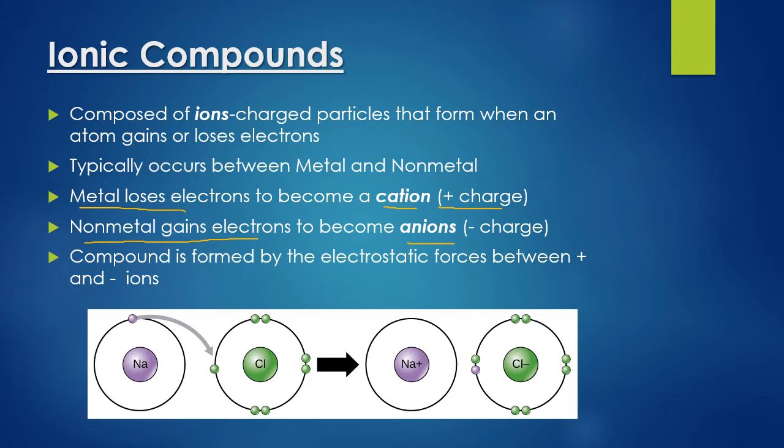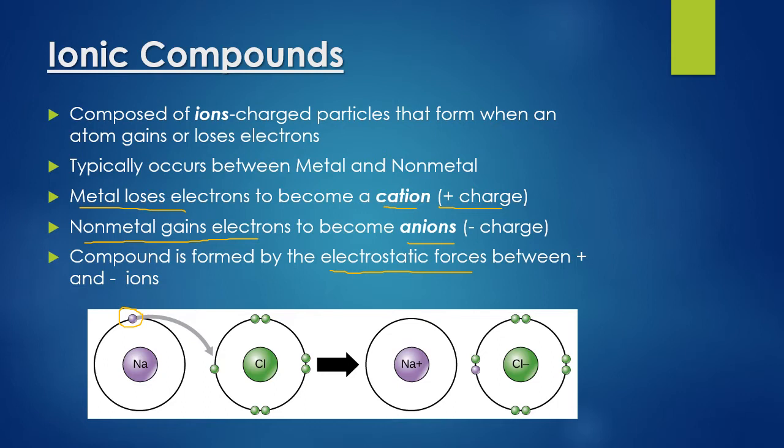Now the bond is actually created due to the electrostatic forces between those positive and negative ions. In the example below, you can see the sodium atom, and all that is shown is the valence shell, the outermost shell. Notice there's just one electron in that shell. That is because sodium is an alkali metal, and all alkali metals have just one valence electron.